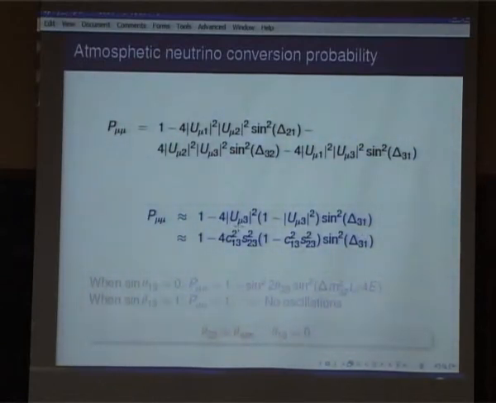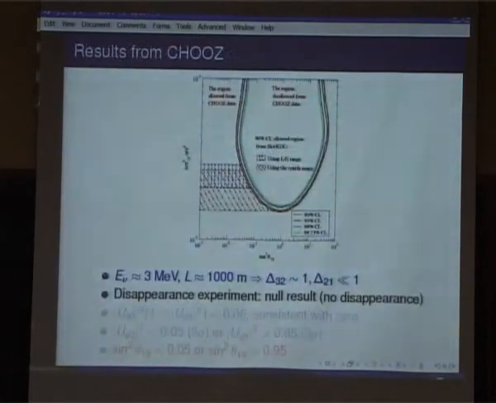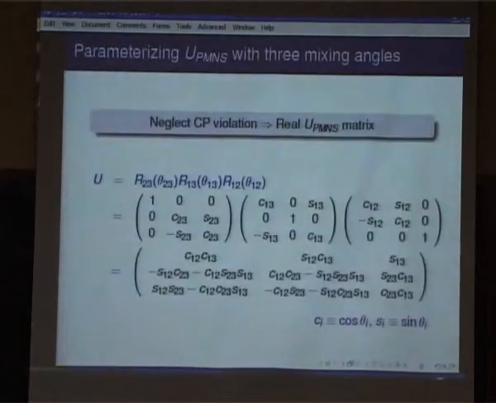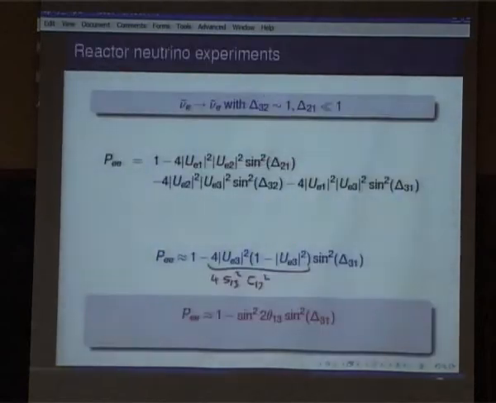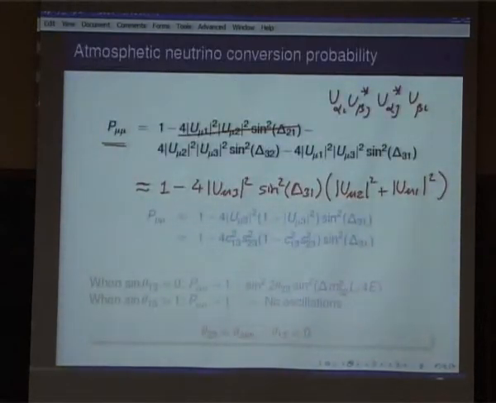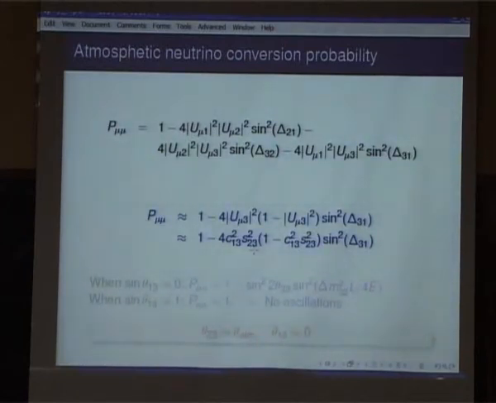Let's figure out what U mu 3 is. So let me go to the matrix again. U mu 1, U mu 2, U mu 3. So U mu 3 is s23 c13. This is U mu 3 squared, and this is 1 minus U mu 3 squared. Okay, still not simple.